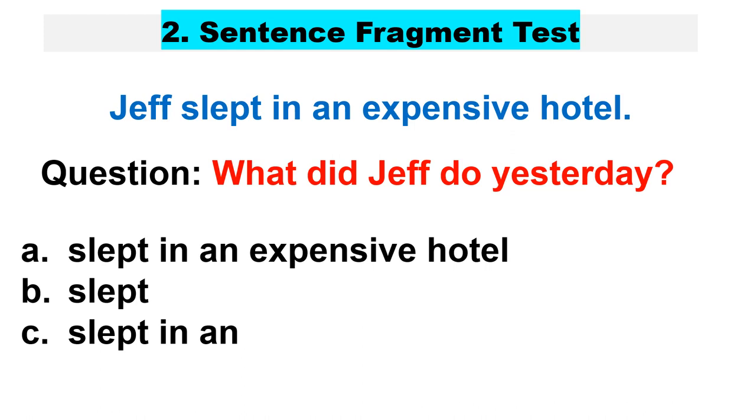So for instance, here's an example. Jeff slept in an expensive hotel. So I can ask, what did Jeff do yesterday? Well, slept in an expensive hotel. That's a good response. So I know slept in an expensive hotel is going to be a constituent. Okay, what did Jeff do yesterday? Slept. Yes, that response is okay.